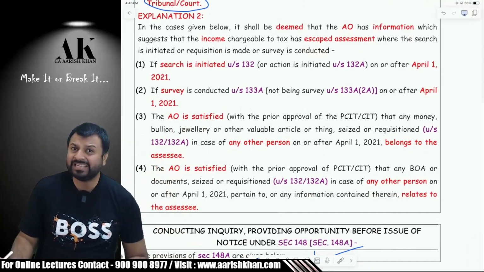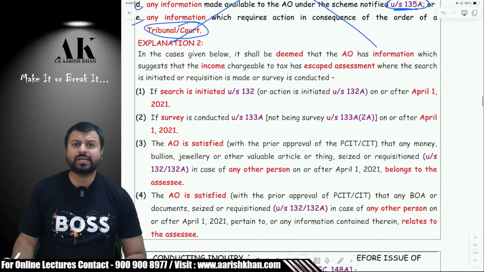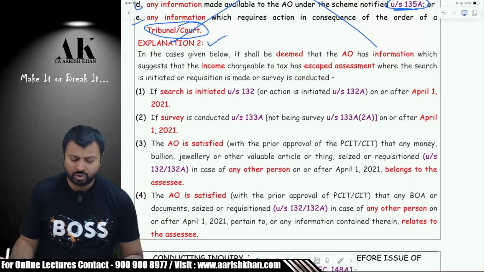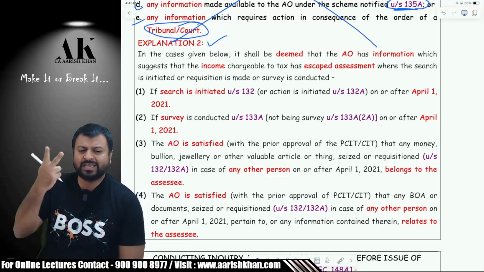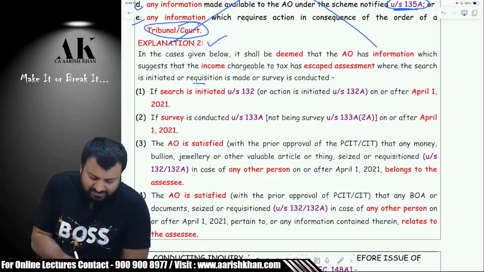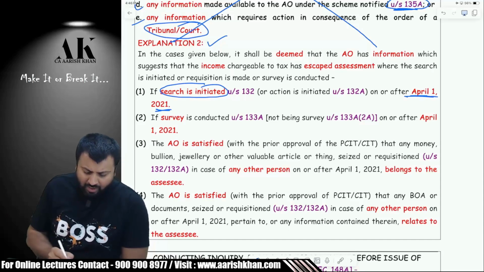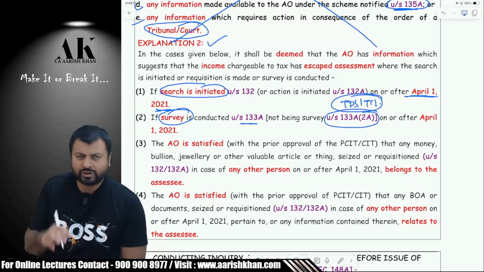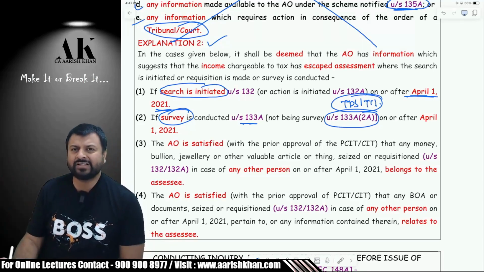Deemed escapement means there is no need for this information in those cases. So what are those cases in which the AO can directly say that there is a deemed escapement? It is given in the explanation to section 148. There are 2 cases in fact. There are 4 points but cases are only 2. That is, if there is a search initiated against you on or after 1st April 2021, or if there is a survey initiated against you other than a 133A(2A) survey. A 133A(2A) survey is a TDS and TCS survey. Do you remember that a survey can also be done for TDS and TCS? Ignore that. TDS and TCS survey is not covered over here.